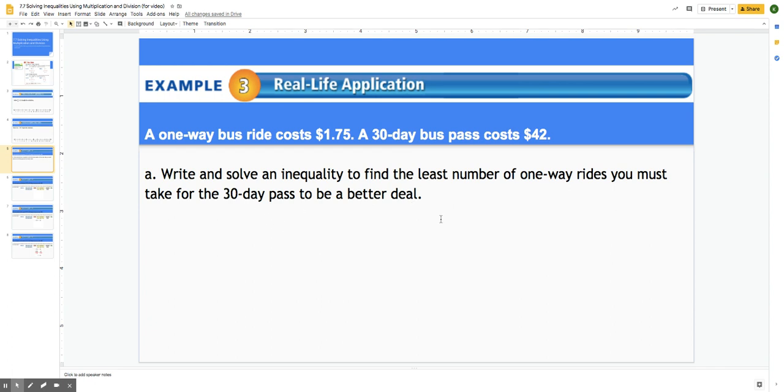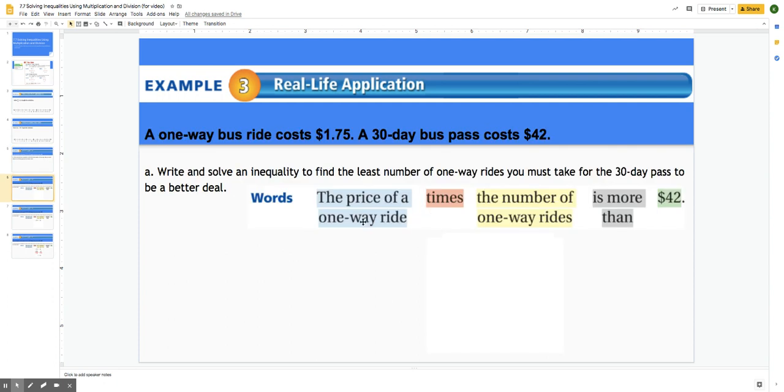So what we want to think about is this. We want to take the price of a one-way ride, which is $1.75, and multiply that by the number of one-way rides you would plan on taking. When that total cost is more than $42, that tells us that the 30-day bus pass would be a better deal for us. So the inequality looks like this. 1.75 times R, so $1.75 multiplied by the number of rides, when that's greater than $42, that means that the bus pass would be a better deal.